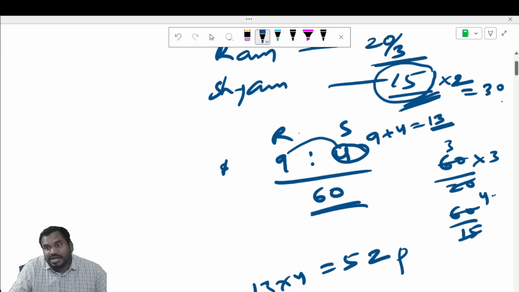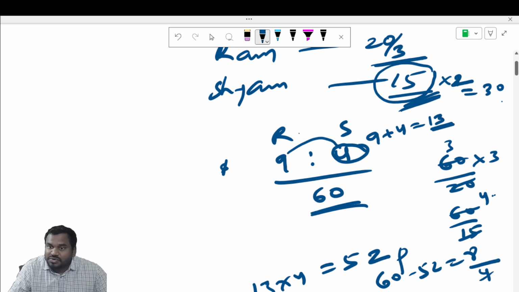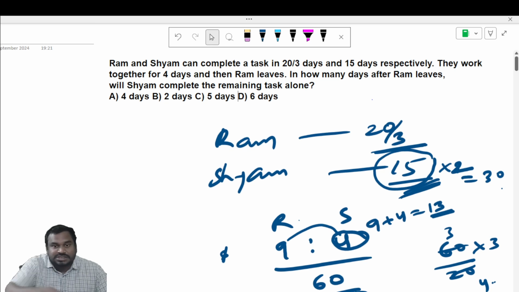What is the work remaining? 60 minus 52, it is 8. So 8 divided by Sham's efficiency, which is 4. So in 2 days he will finish the work after Ram leaves. So the answer is the second option. Okay, I hope you understood.